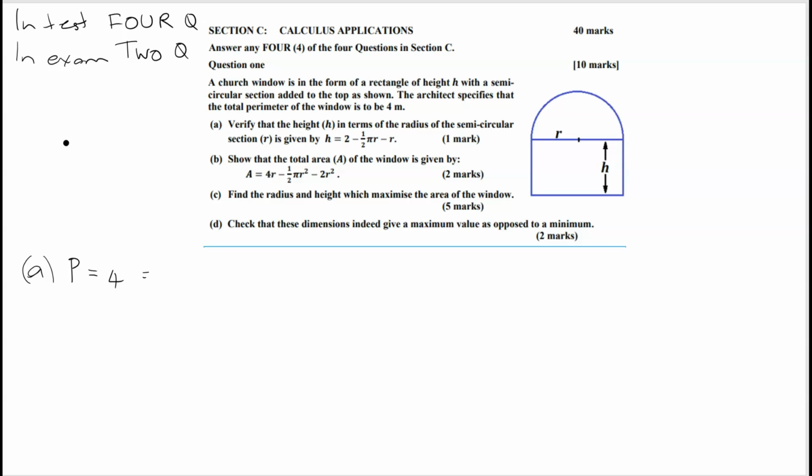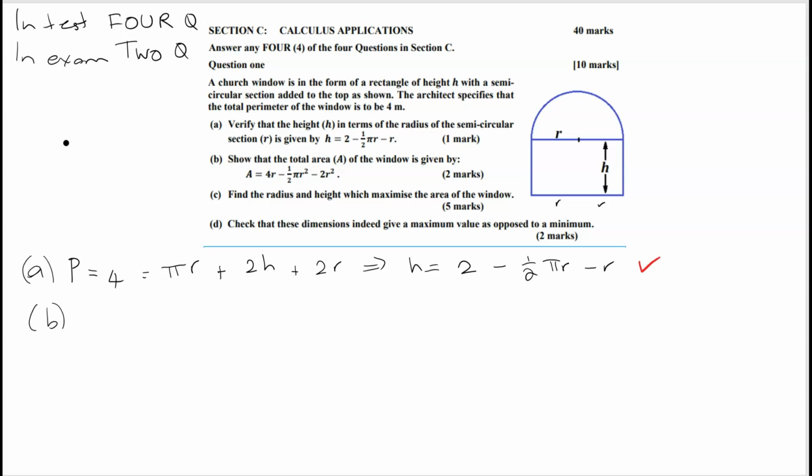Okay, the perimeter of a circle is 2 pi r, but it's only a semicircle, so it'll be pi r, and then it'll have h on each side, that's 2h, and then along the bottom, r is the radius, so along the bottom it's going to be r and r, so that would be 2r. And then if you rearrange that, because you're looking for h, you will need to find that h is equal to 2 minus a half pi r minus r. That was 1 mark.